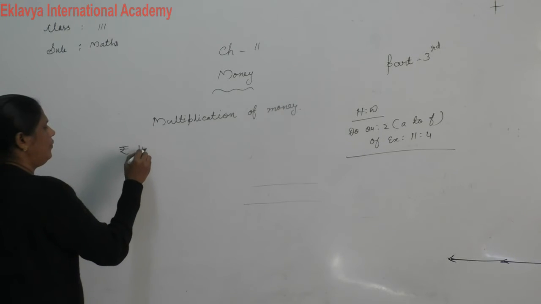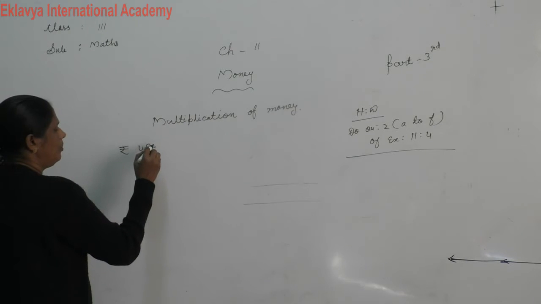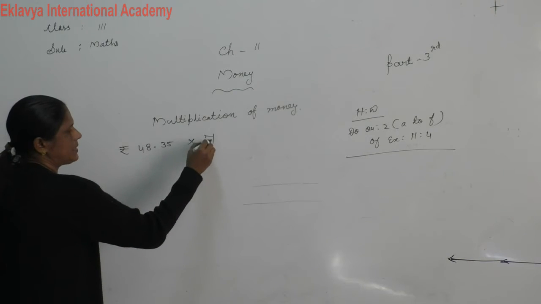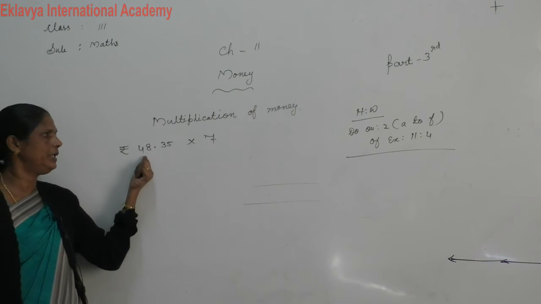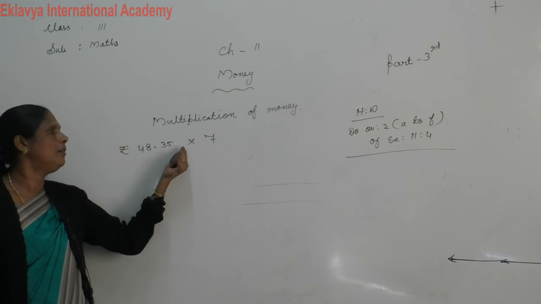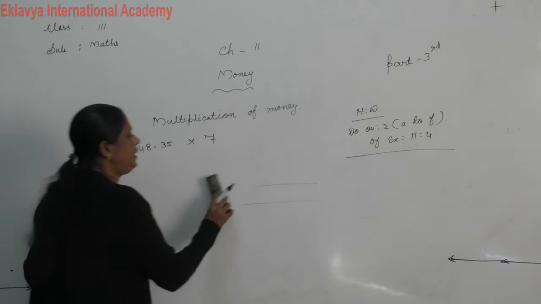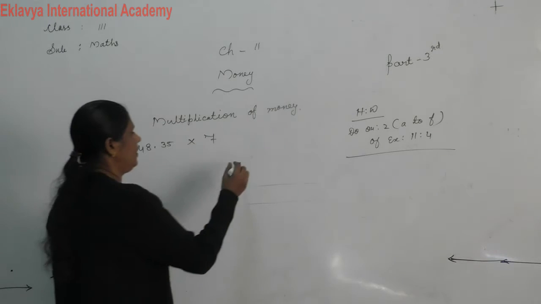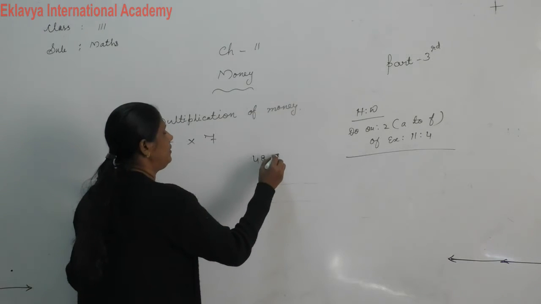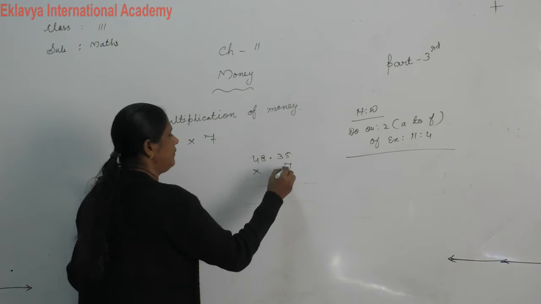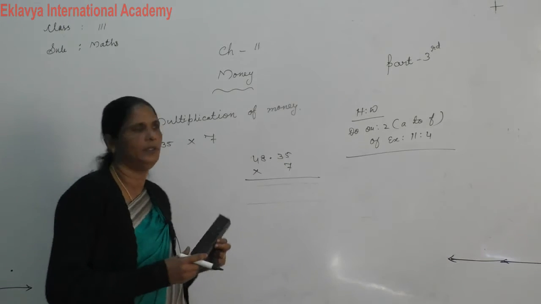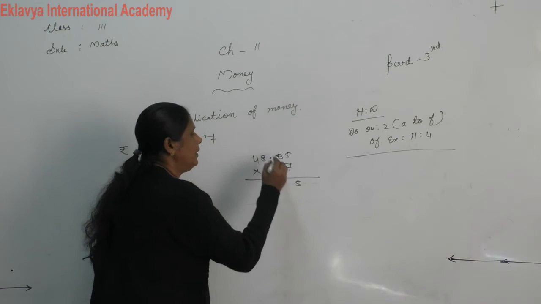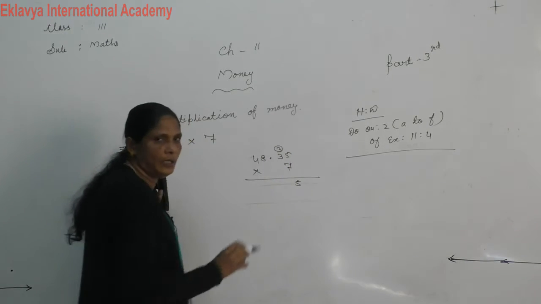Rupees 48 and 35 paise multiply 7. Again our question, rupees 48.35 multiply 7. Now we multiply this number. 7 times 5 is 35. Then 3 carrying. 7 times 3 is 21.